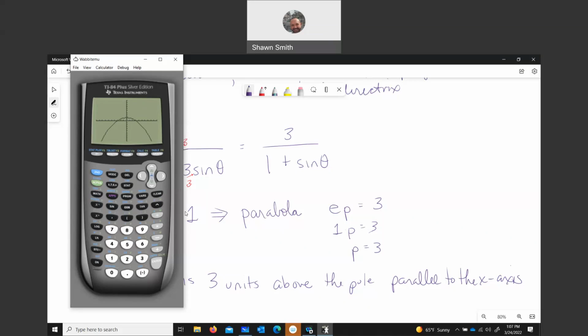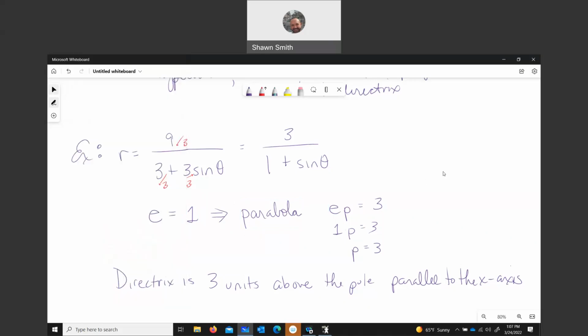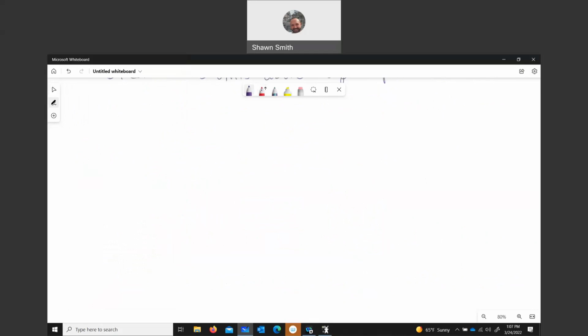Next, let's take a polar equation and change it to a rectangular one. This is nothing new, we've done this before. If you don't want to worry about typing a polar equation into the graphing calculator, you can transform it to its rectangular form, and that would be y equals. So let's do this. Convert a polar equation to rectangular form.